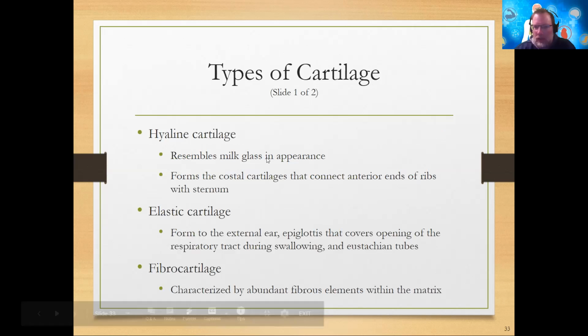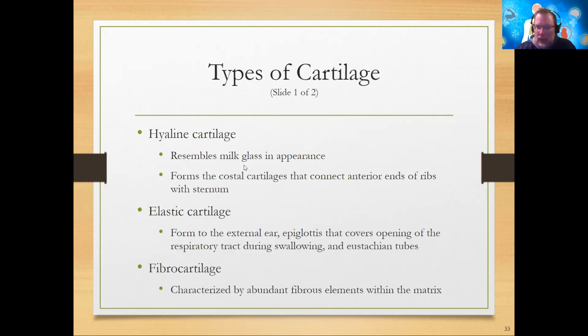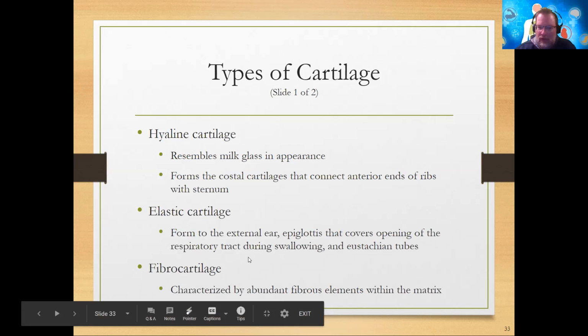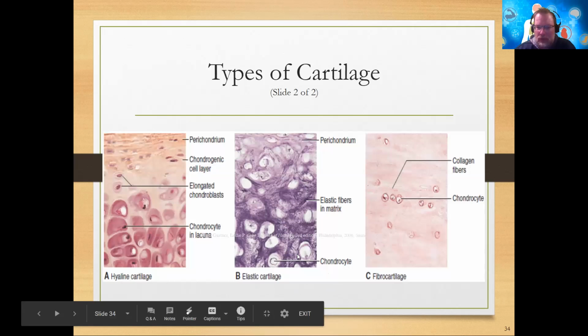Cartilage, we've already talked about. You guys can go back into last week if you want to see more with cartilage. Remember, hyaline is the milk glass appearance. Elastic is going to have some elastic fibers, and fibrocartilage is going to have a lot more collagen fibers in the matrix. So we see a few examples of each of those as well.